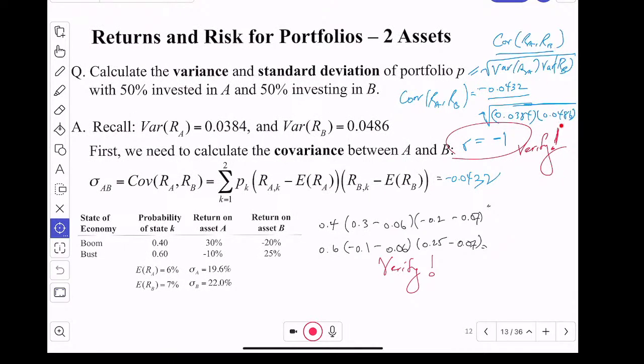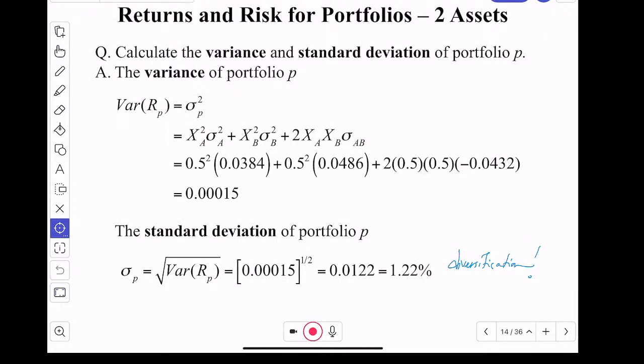This calculation? Or this one? The covariance or the correlation? Which one? Covariance or correlation? This one?